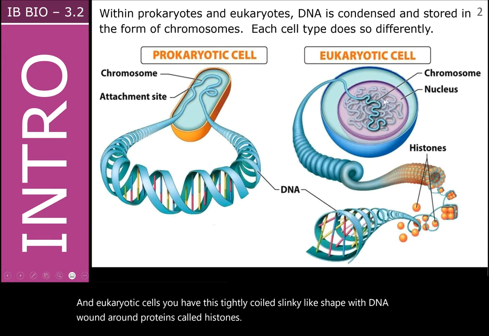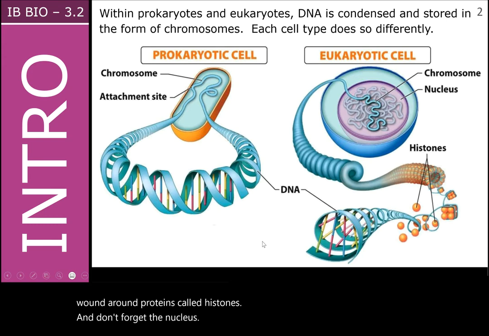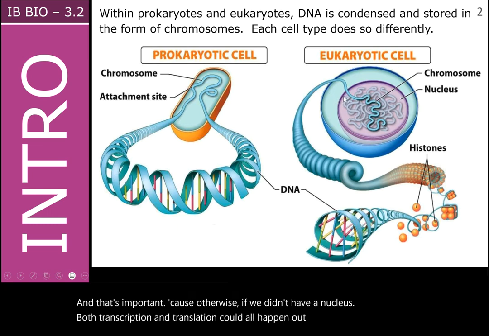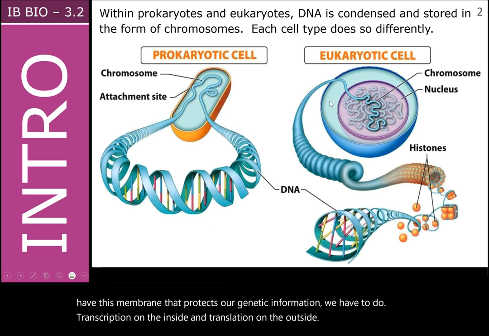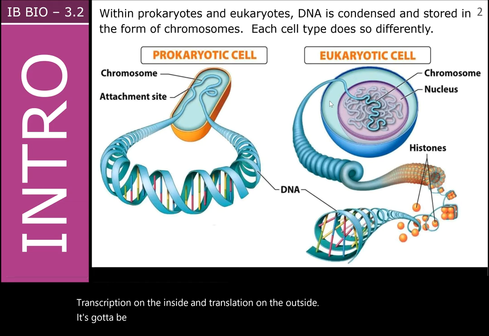And don't forget, the nucleus. And that's important, because otherwise, if we didn't have a nucleus, both transcription and translation could all happen out here. But because we have this membrane that protects our genetic information, we have to do transcription on the inside and translation on the outside. Eukaryotes got to be complicated. They got to make everything complicated.